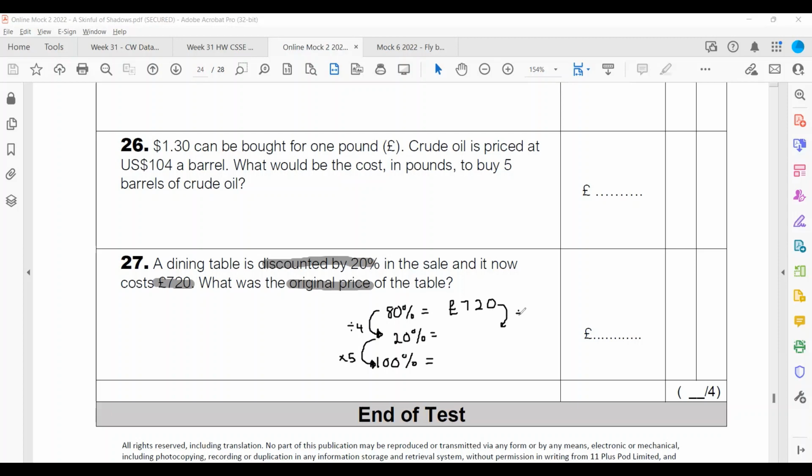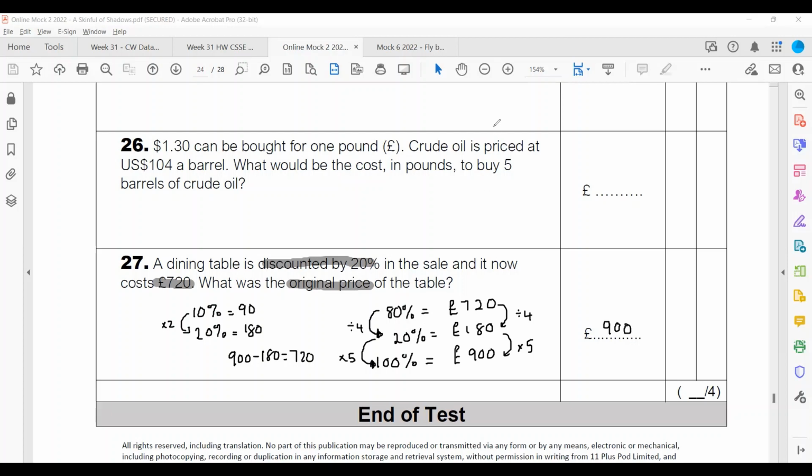We're going to divide by 4, which will give me £180. And then we're going to times by 5. And 180 times 5 would be £900. Okay, so the original price of the table was £900. And we can double check that we're right because it's been discounted by 20%. 10% of 900 would equal 90. So for 20%, to go from 10% to 20%, we times by 2, which would be 180. And £900 take away 180 would equal 720, which agrees with what we had in our question to start with.